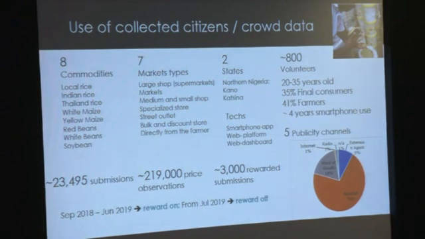These are our data. We collected data for 8 food commodities in 7 different market types in 2 states in northern Nigeria. We had around 800 registered volunteers. Most of them were between 20 and 35 years old. 35% were declared as final consumers, while 41% were declared as farmers. And on average, all of them had about 4 years of experience with smartphone use.